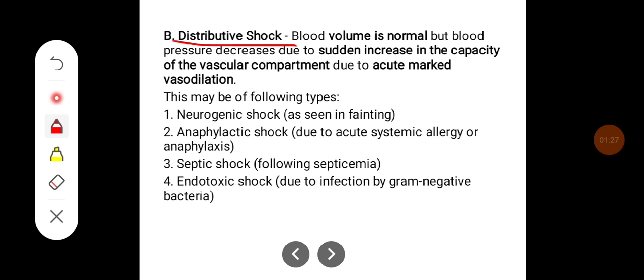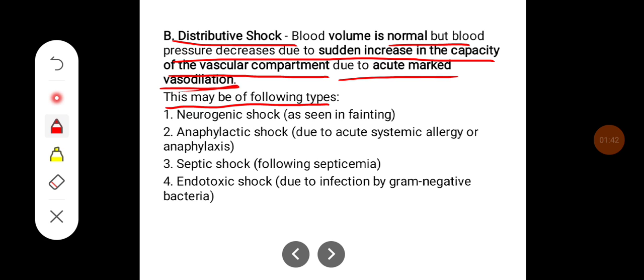Distributive shock. The blood volume is normal, but the blood pressure decreases due to a sudden increase in capacity of the vascular compartment, and that occurs due to the acute marked vasodilatation. This may be of the following type. It can be neurogenic shock, anaphylactic shock, septic shock.